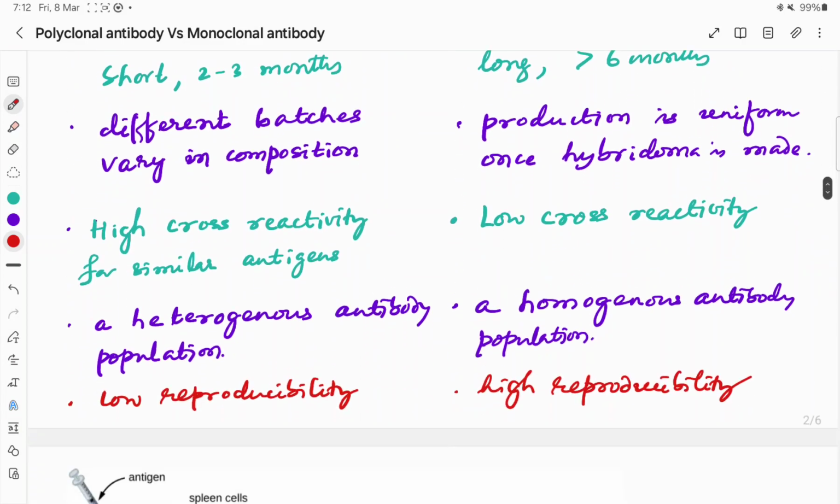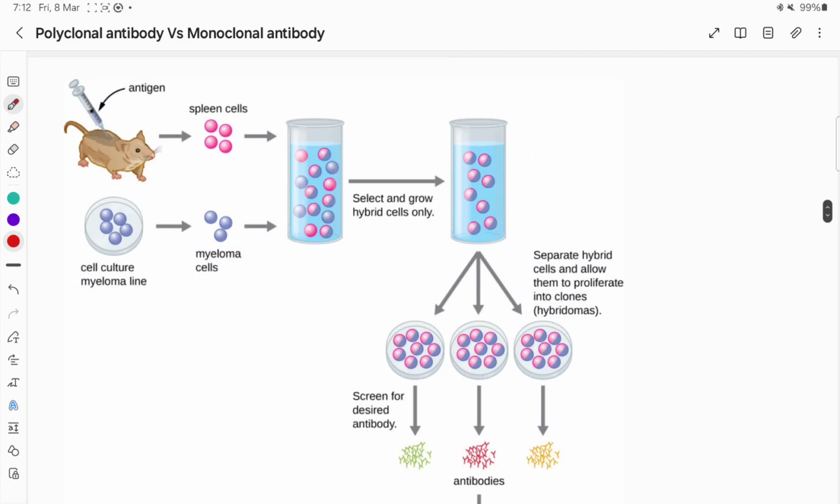Whereas in case of monoclonal antibody, we will inject the antigen into the animal, and we will collect the spleen cells from which we will harvest the plasma B cells. We will also take the myeloma cells and hybridize the plasma B cells with the myeloma cells. We will get a number of hybrid cells, and we will allow them to proliferate. Then we will screen them for the desired antibody.